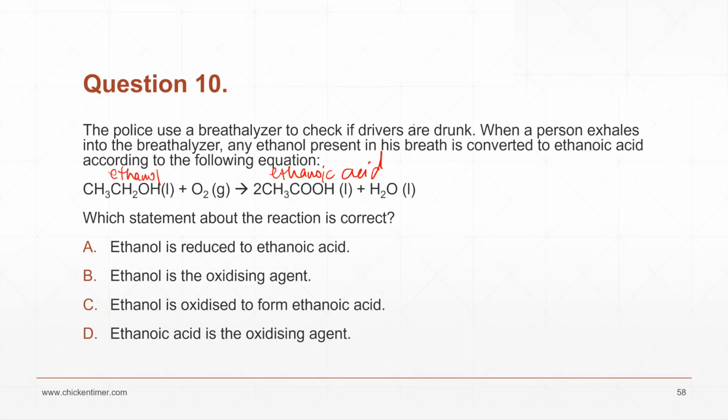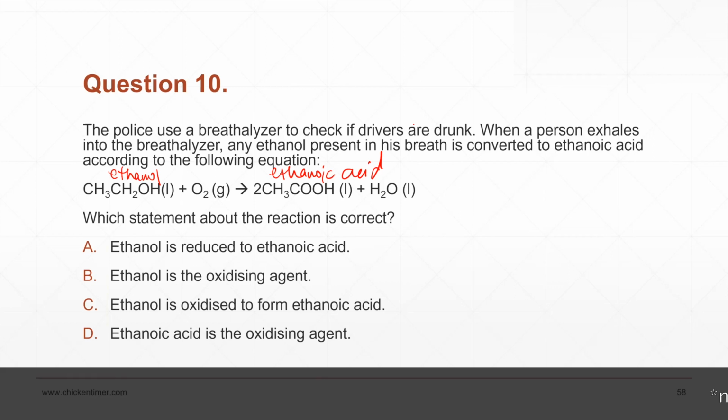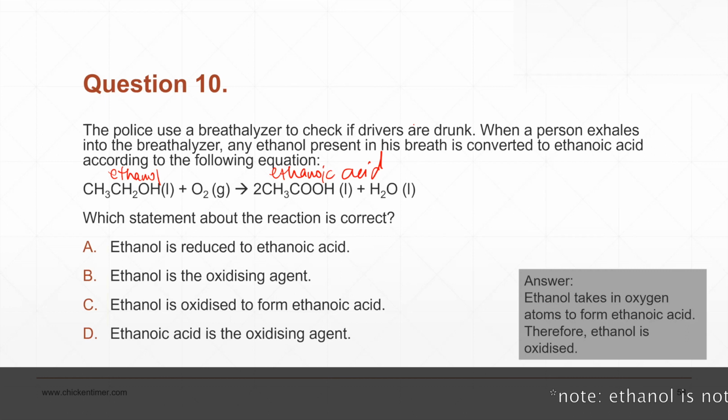So read whatever I wrote. Ethanol plus oxygen gives you ethanoic acid plus water. Okay, the answer is there, right? Ethanol is oxidized to form ethanoic acid. C, is it C? Ethanol is not reduced, because it would take in hydrogen.